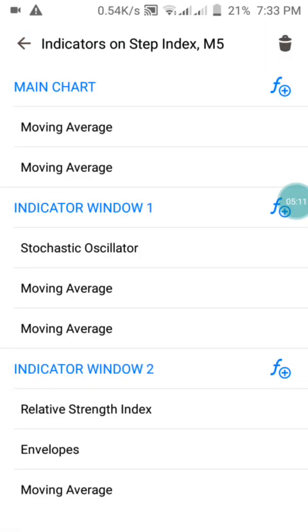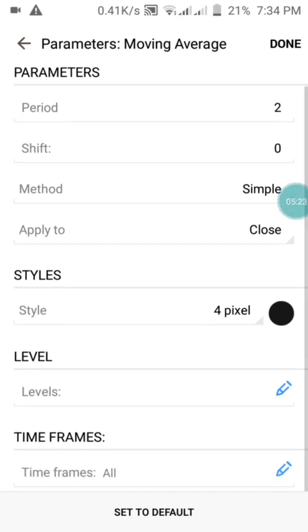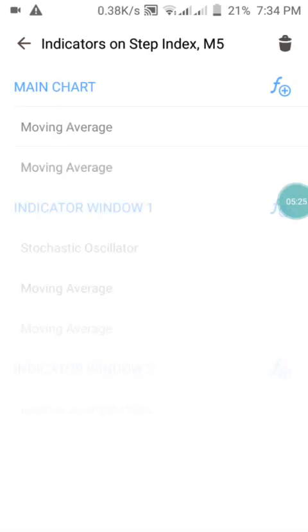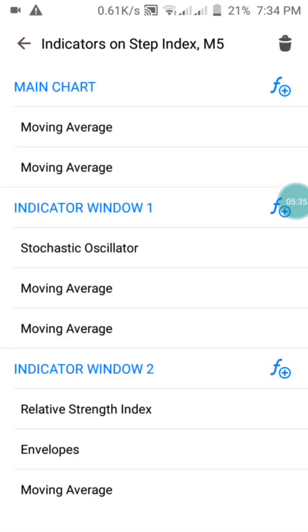And also we have our moving average. We have our moving average on indicator window 1, with the period of 2. We have the shift of 0, the method to be simple, apply to close, and we choose black as our color. Just screenshot it, I don't want this video to be too long. Then we have another moving average. The period is 1, shift of 0, method simple, apply to close, and we have our style in this color. Then you press on done.